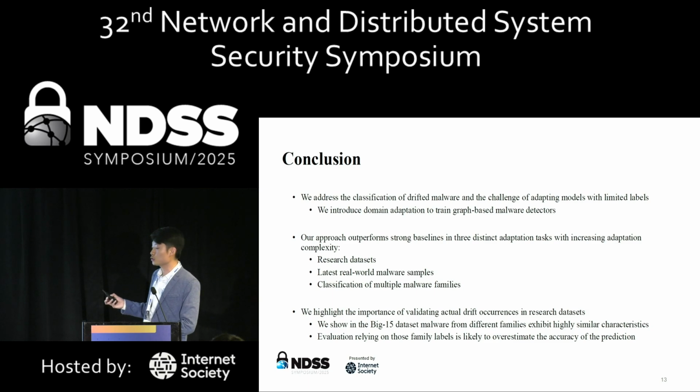We show that in one of the most used datasets, the Big 15 dataset, the malware from different families actually exhibit highly similar characteristics. And if we rely on those family labels for evaluation, it's likely that we are going to overestimate the accuracy of the detector.